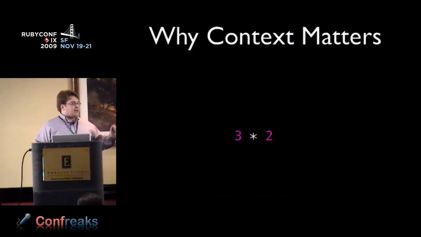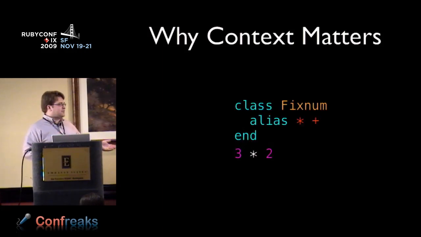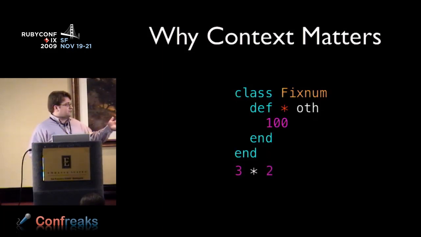So just to look at why context matters. This is just 3 times 2, very simple, right? We all know that this is just 6. But what if I evaluated in a slightly different context? I cheated a little and I changed multiply to be plus. Well, now it evaluates to 5. And so the partial evaluator can't just take 3 times 2 and say, well, I know it's always going to be 6. Likewise, I could actually redefine times to always return some constant value. Here, no matter what I do, it's always going to return 100.